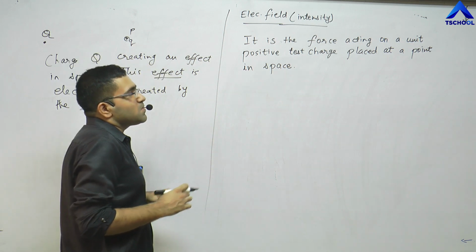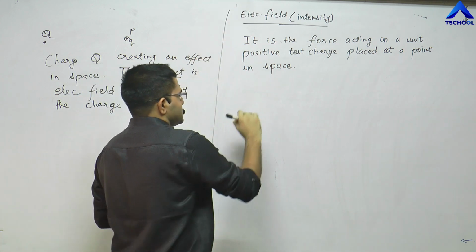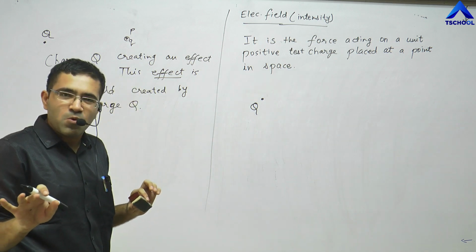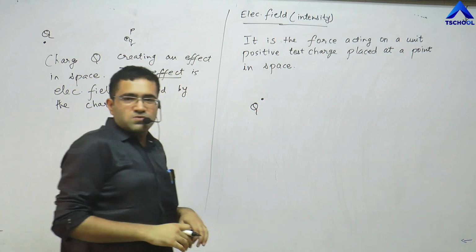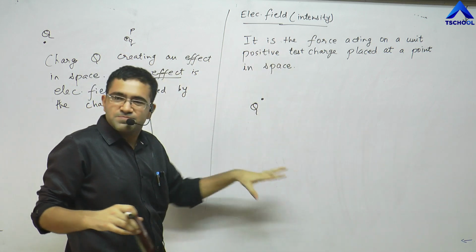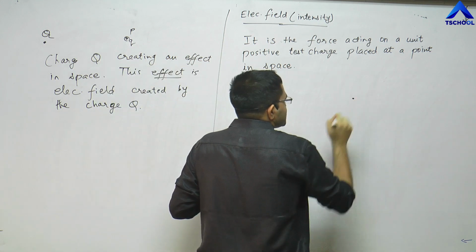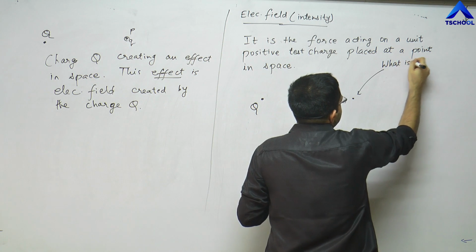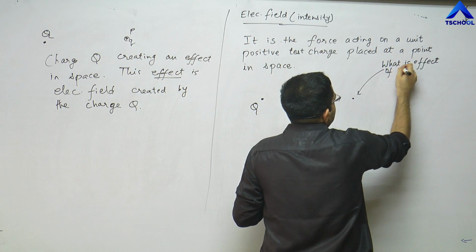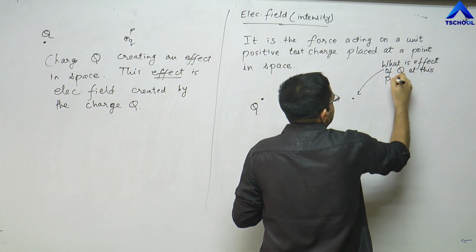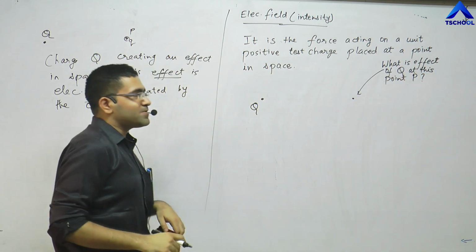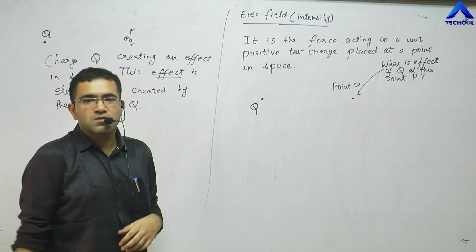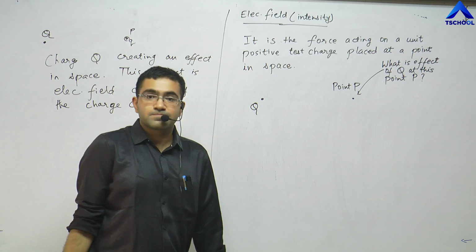Let's see the details. So consider that you have some positive charge Q. Okay, I'm assuming this is positive for keeping everything very simple at the moment. You have this charge capital Q. Like I said earlier, it's going to create an effect in space, right? And now let's say I want to answer a basic question: what is the effect of the charge capital Q at this point P, right?